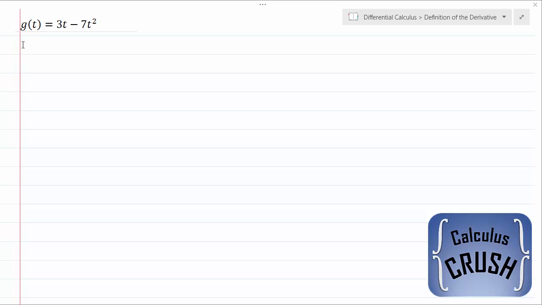So first thing, we need to write it out. G prime of t is equal to the limit as h goes to 0 of g of t plus h minus g of t, all divided by h. So this is the definition of the derivative, and if you want to see where this came from, just click on it and it'll take you to a link where I derive this formula. So we actually figure out why the derivative is this.